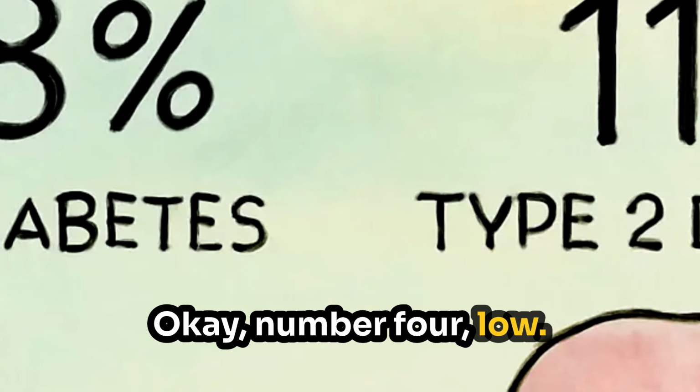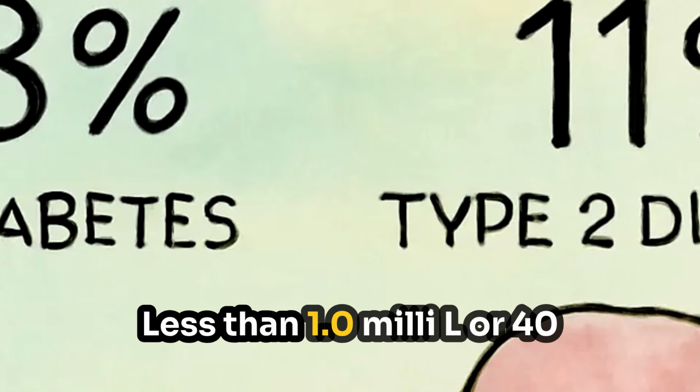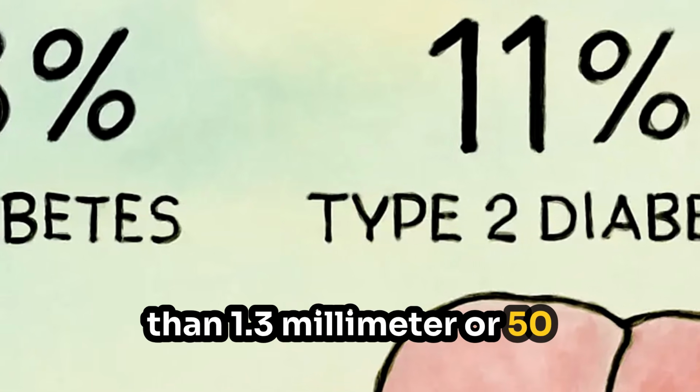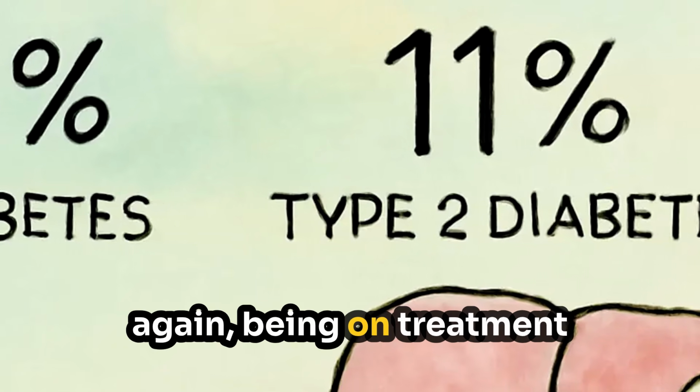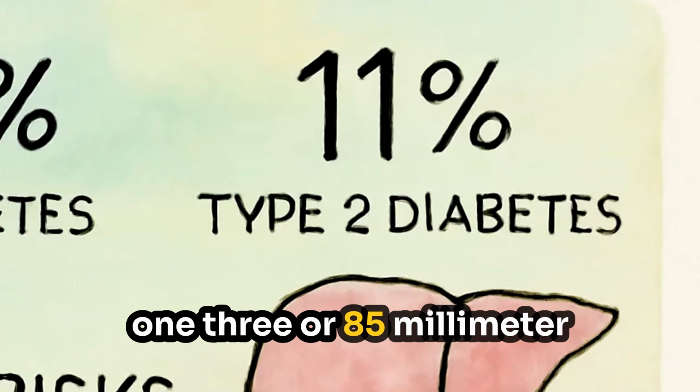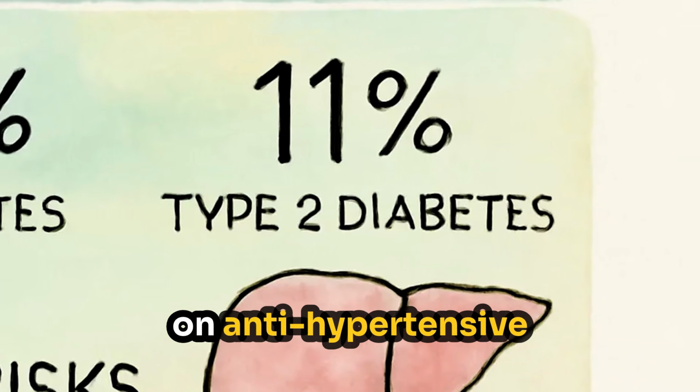Okay, number 4. Low HDL cholesterol, less than 1.0 mmol/L or 40 mg/dL in men, or less than 1.3 mmol/L or 50 mg/dL in women, or again being on treatment aimed at raising HDL. And the 5th. Hypertension, defined as blood pressure 130/85 mmHg or higher, or being on antihypertensive treatment.